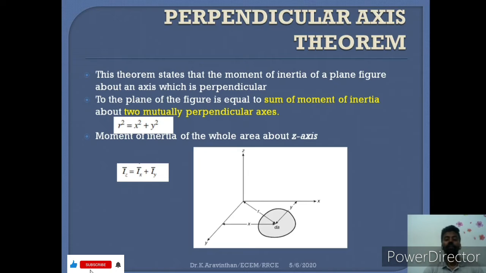Also, this perpendicular axis theorem is used to identify the moment of inertia for a circular object. If you are having a circular object, you can find the moment of inertia at x and y plane by using the formula r square equal to x square plus y square. Here r is known as the radius. So if you find the moment of inertia in x-axis and y-axis, you can find the moment of inertia in between these two axes, that is r. In this r axis, if you want moment of inertia, then you can find it by using the perpendicular axis theorem.